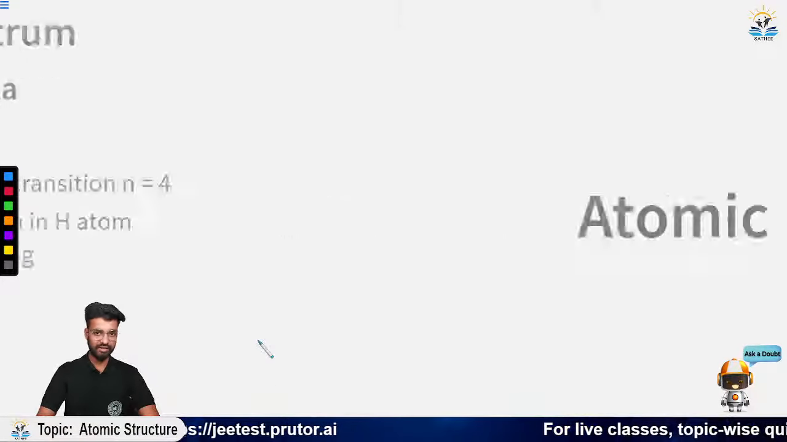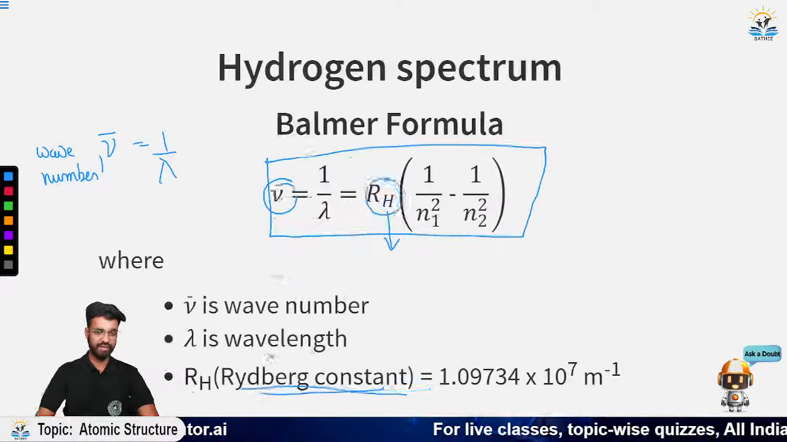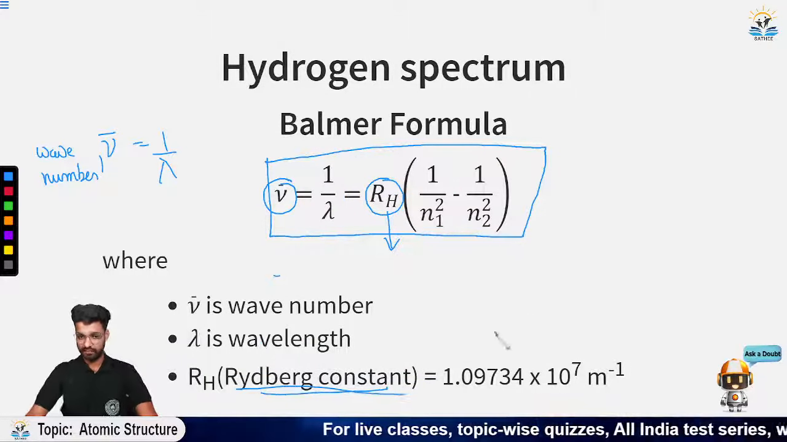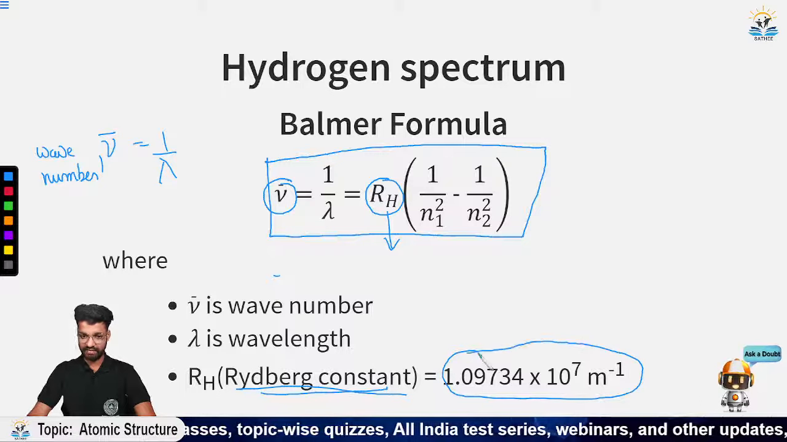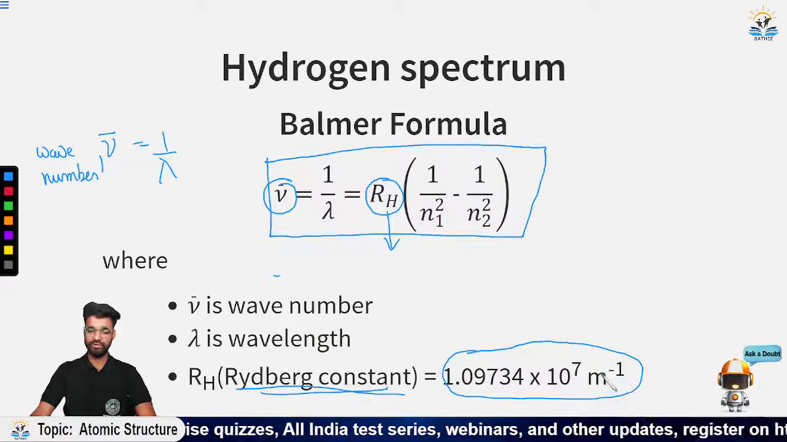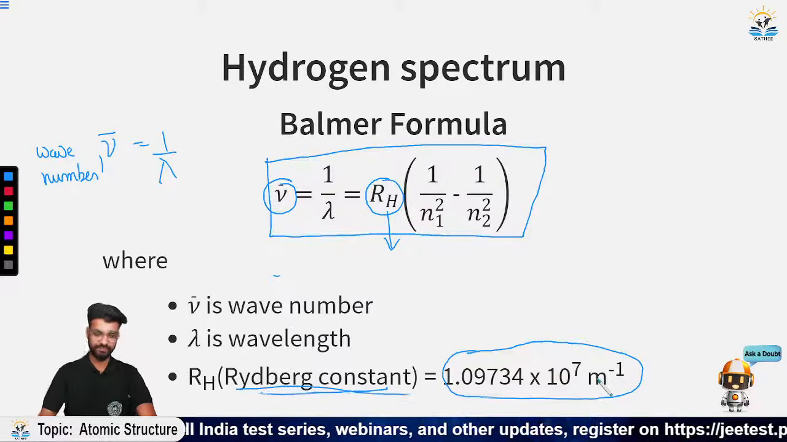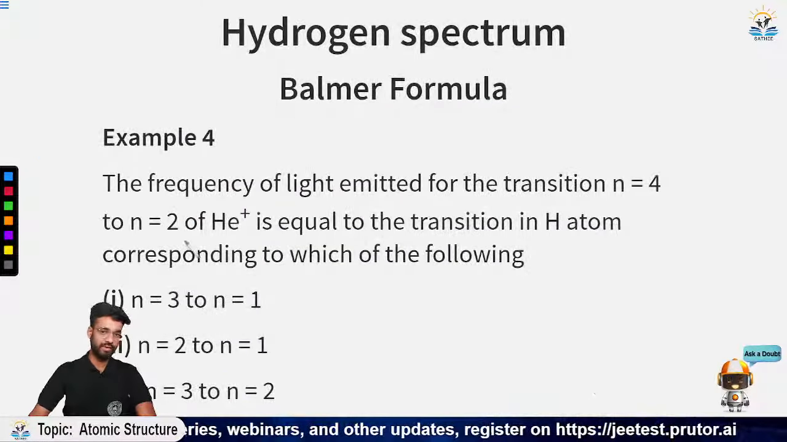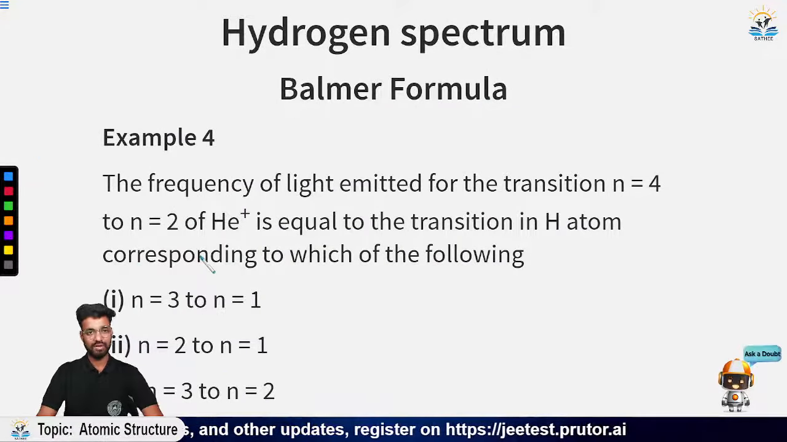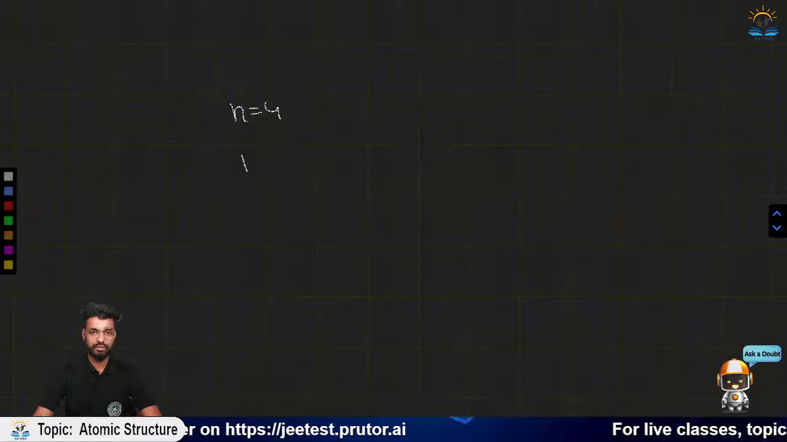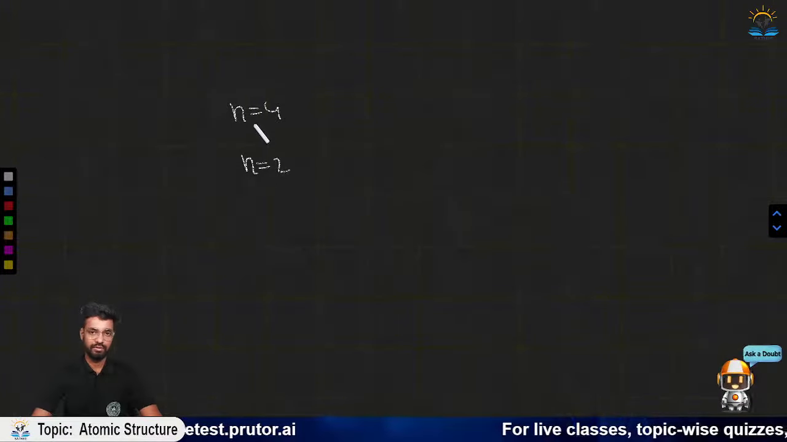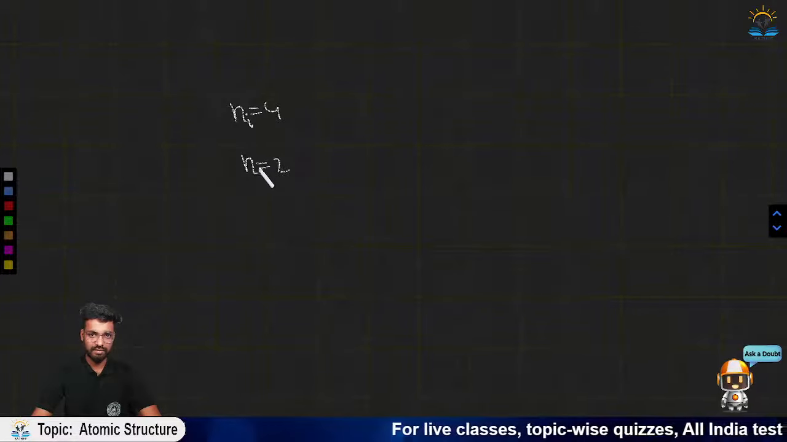In the previous slide, we have seen that the value of the Rydberg constant is 1.09734 into 10 to the power 7 meter inverse. You should keep this constant in mind. So we can solve this question now. What does the question say? We have a transition from n equals 4 to n equals 2. This is the initial, and this is the final.